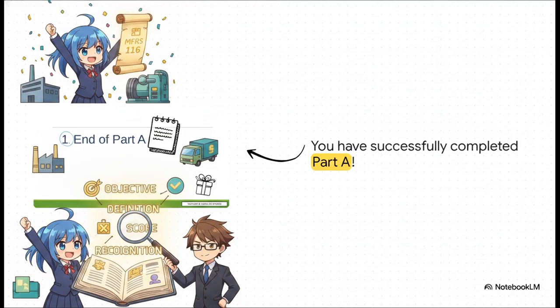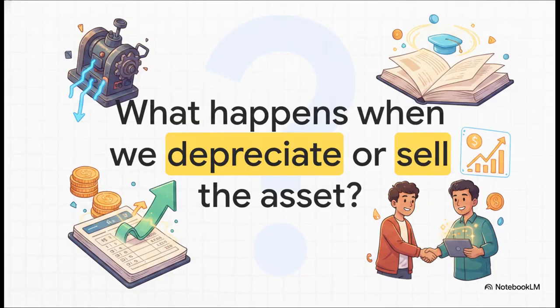And just like that, you have successfully completed Part A of MFRS 116. Take a second to feel really proud of yourself. We've covered the objective of financial reporting, the exact definition of PPE, what falls outside its scope, and those golden rules for recognizing an asset on your financial statements. But of course, the accounting journey never really stops here, right? I want to leave you with a little provocative thought to get you ready for your next study session.